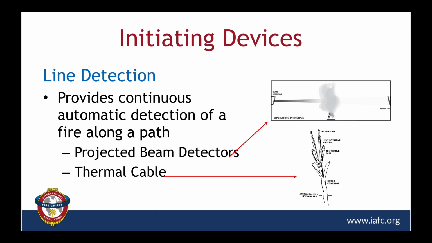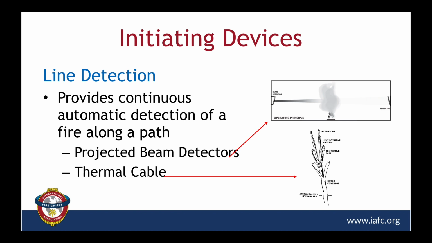A beam detector uses a light source and a photosensitive sensor that are arranged across a projected space so that the light rays from the light source normally fall on the photosensitive sensor. Now, when the smoke particles enter that light path, the intensity of the light is reduced and it will cause the detector to initiate an alarm signal.